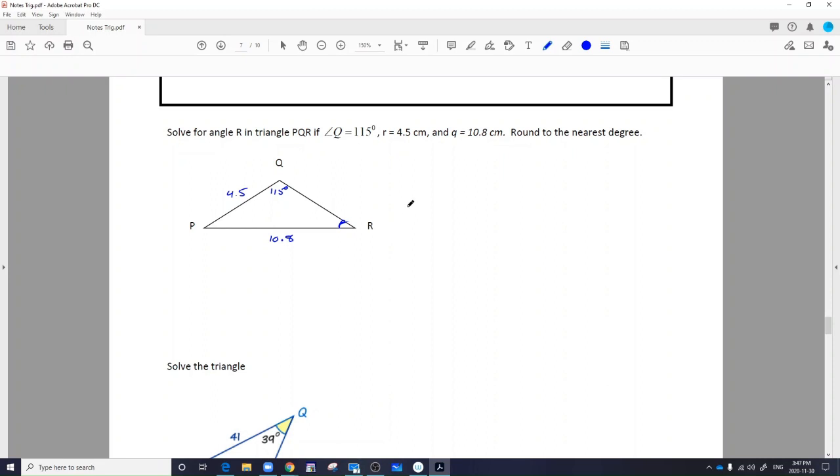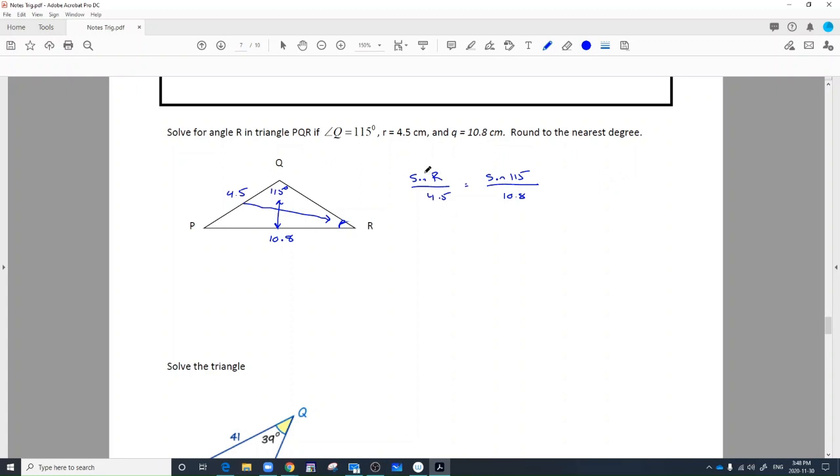And I could have guessed that that's what it was wanting me to solve for, because here's my known ratio. I have a known angle across from a known side, and the only other thing they gave me was a side. So using proportions, I could solve for this angle. So I would set it up as the sine of angle R is across from 4.5, just like the sine of angle 115 is across from 10.8.